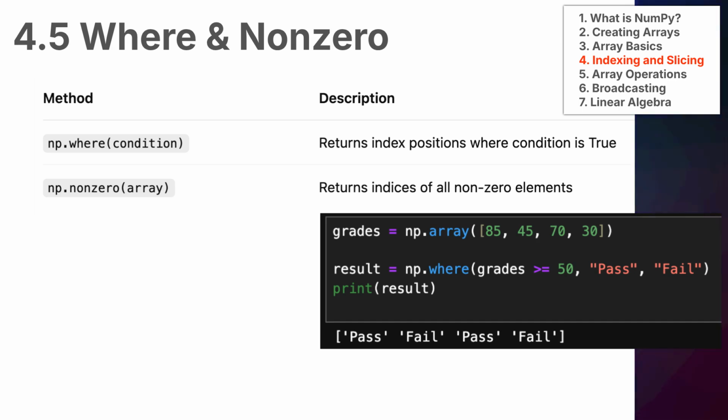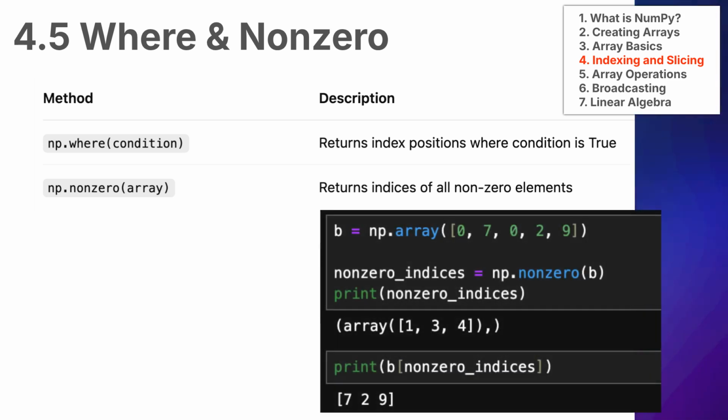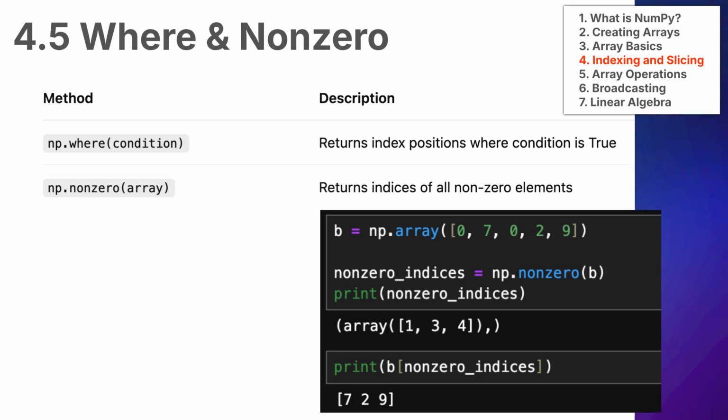This example says, for each value in grades, if it's 50 or higher, return pass. Otherwise, return fail. This is useful because no need for loops or if statements. Super fast, works with large arrays. Makes your code clean and readable. Next, NP non-zero. It returns the indices of all non-zero values, great for sparse data or filtering out blanks. The output means that values at index 1, 3, and 4 are not 0. You can get the actual values by passing indices.